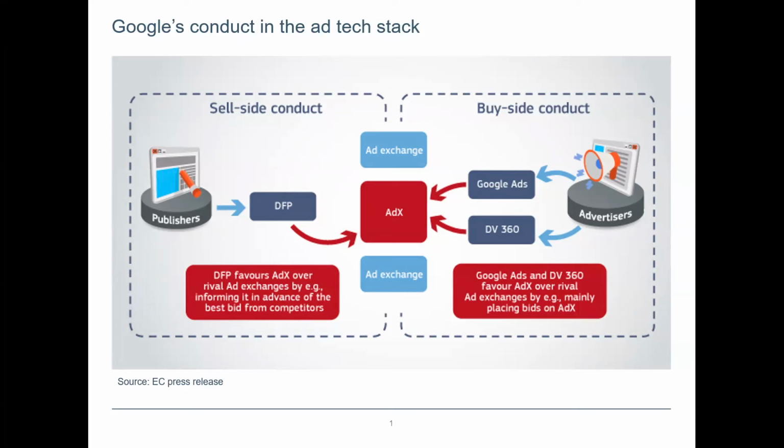And you can see that the conduct, according to the preliminary findings of the Commission, is that you have some kind of self-preferencing on both ends, right? You have this kind of pincer movement, or the opposite of a pincer movement, but both the ad server on the sell side and the DSPs on the buy side are favoring the exchange of Google, AdX, in the middle. Right.